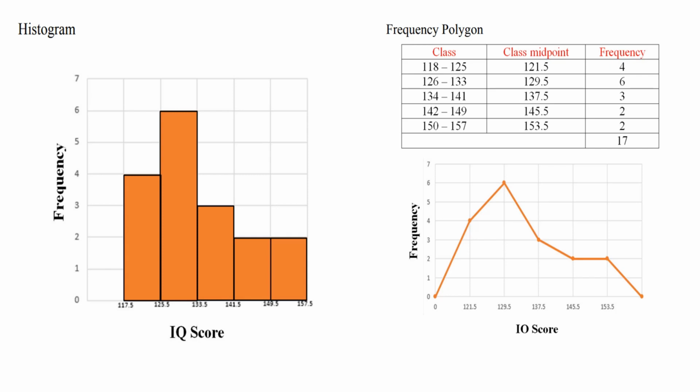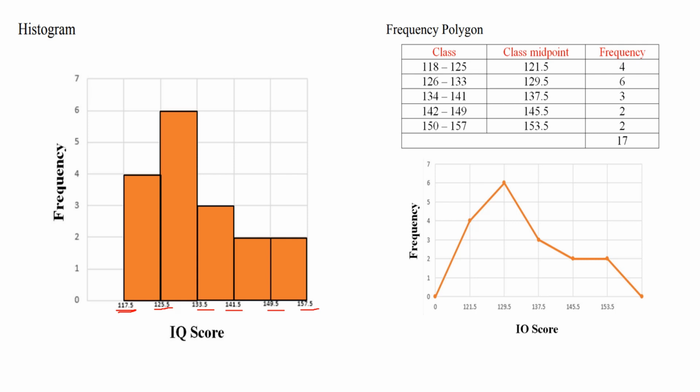So for histogram, we have to consider the class boundaries on the x-axis. So 117.5, you can always start with the lower limit. Then the next one, 125.5. This is the upper limit, first upper limit. Then second upper limit, third upper limit, fourth upper limit, and fifth upper limit. But you start with the lower limit. The first lower limit value, you need to start on the x-axis.